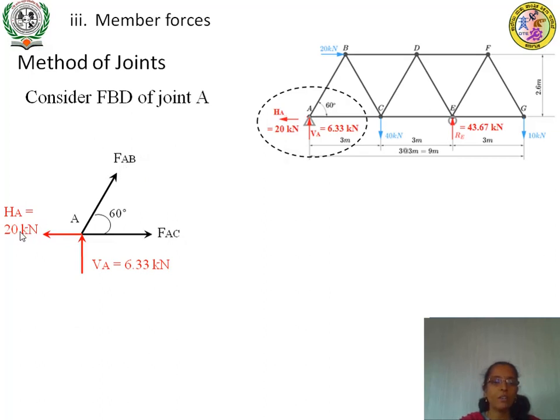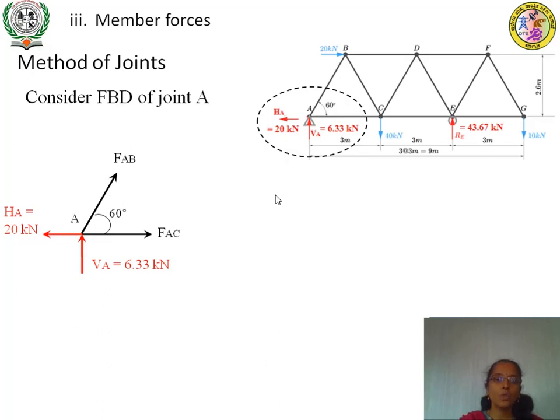This is HA of 20 kilonewton, and VA is 6.33 kilonewton. So AB is at an angle of 60 degrees with respect to horizontal. So we can look into this free body diagram. It is a concurrent force system, so we can apply sigma Fx equals 0 and sigma Fy equals 0.